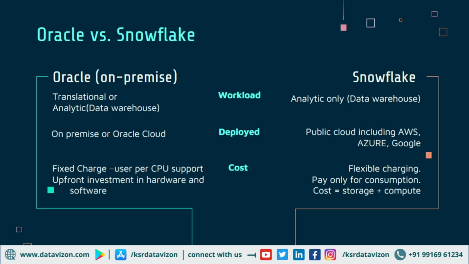Coming to the cost. For Oracle, cost is a fixed charge per user or per CPU, with upfront investment in hardware and software. Like we discussed in the first slide, whenever you want to have a DB on-premise, you reach out to the company and say, I am buying this much DB and space from you. For example, your company is a very small company, and you don't think in the next 1 year you're going to reach 20 TB.